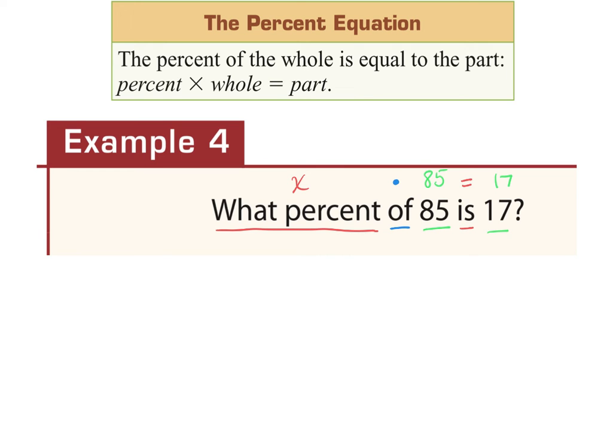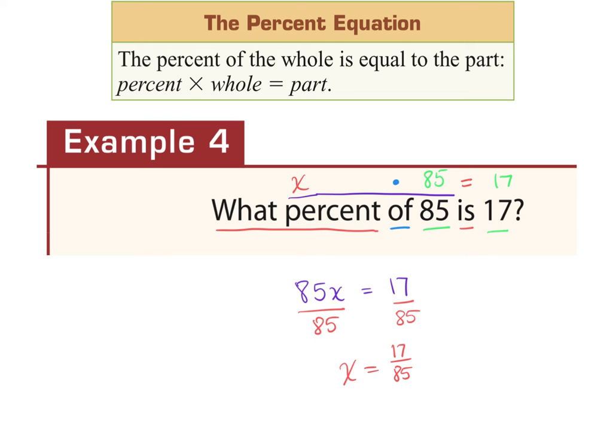So the first way you can do this is just write an equation. How would I write x times 85? What's the best way to write that? 85x equals 17. And then I have this pretty basic equation. How do I solve this pretty basic equation? Divide. I'm going to divide both sides by 85. And I'm going to get x equals 17 over 85.